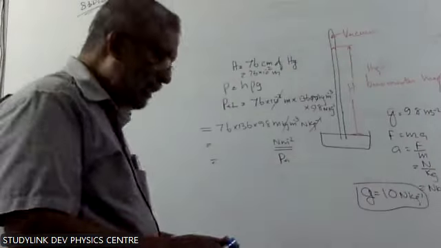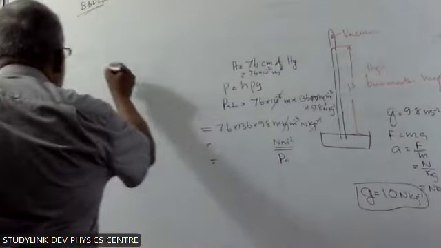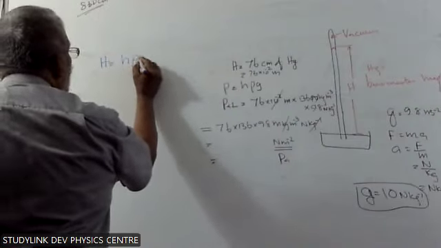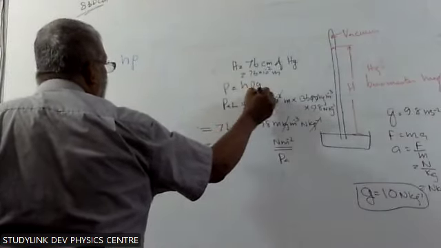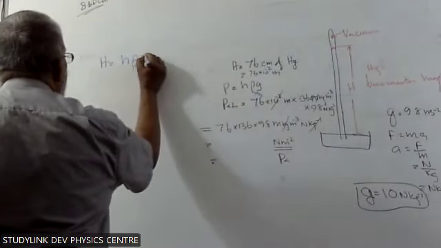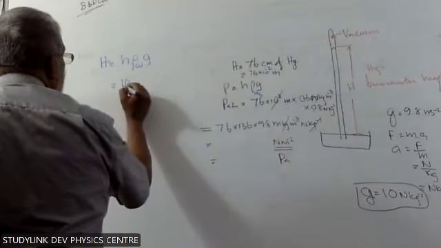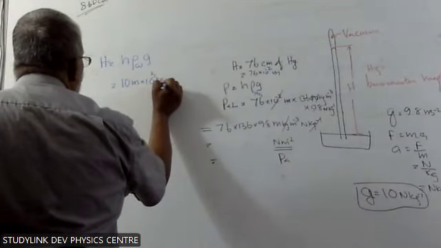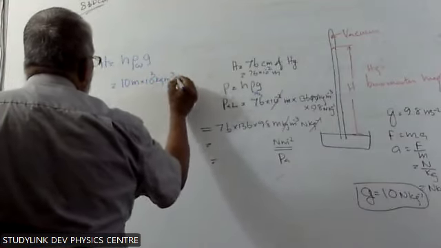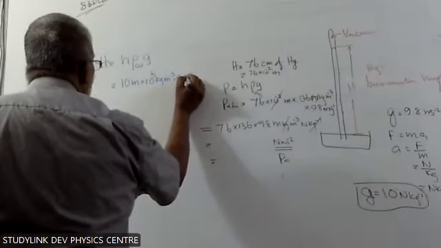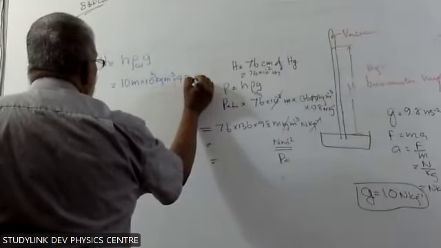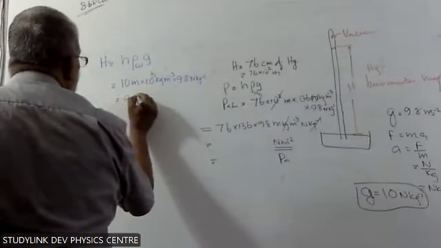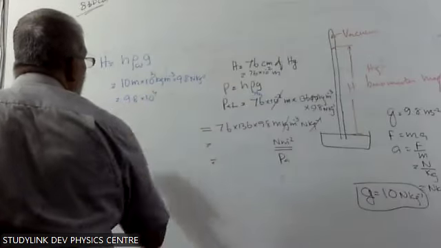If it is given as the height of a water barometer, this is how you do it. H is equal again to H rho G. Here we consider Hg; here we consider water. H is 10 meters, I said. Rho W is 1000 kilogram per cubic meter, and G is 9.8 Newton per kilogram. From this you get 9.8 into 10 to the power 4.